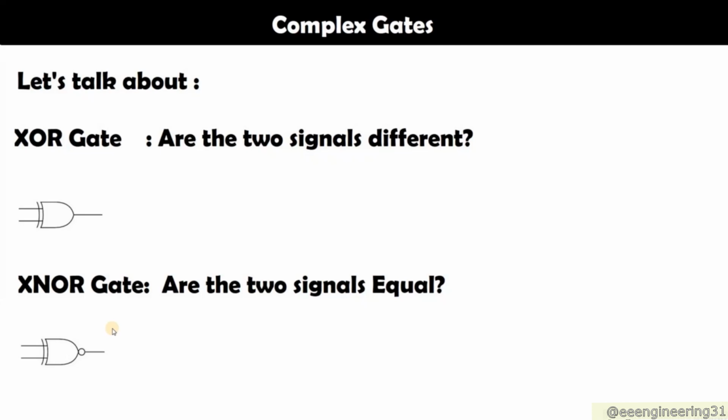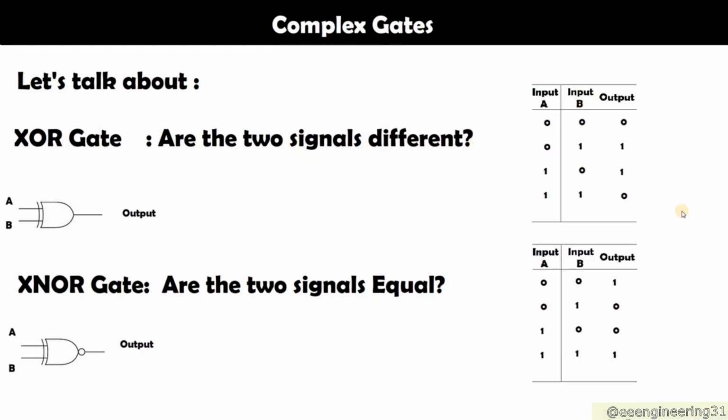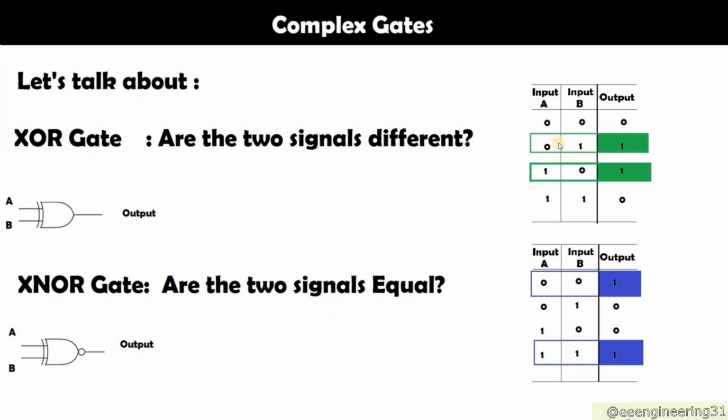The XNOR gate checks if both signals are equal to each other. If they are, then we're going to get an output of 1. So let us take a look here. When we have two different signals, like A and B, when we have 0, 1 or 1, 0, we're going to get an output. Otherwise, when the signals are similar, we will get a 0. See here? 0, 1, we're getting a 1. 1, 0, we're getting a 1. If they are similar, we don't get anything.